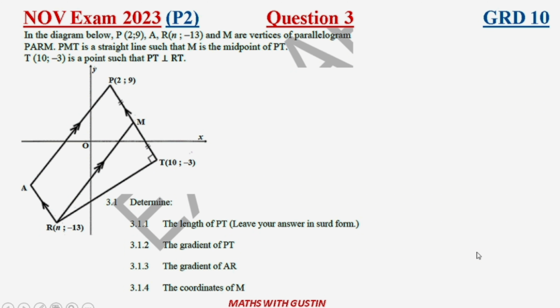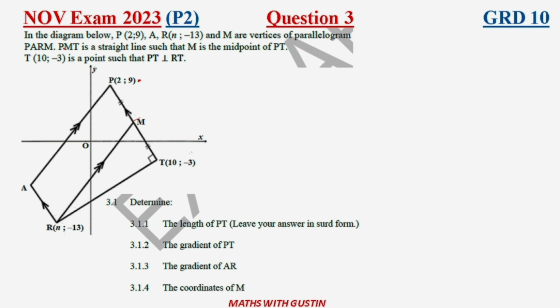Okay guys, welcome back to question 3. Let's go through the question and see what they are saying here. In the diagram below, P is (2, 9), so they're giving us point P sitting there. R is (-1, -13), which is sitting there, and P, A, R, M are vertices of the parallelogram PARM. We can see that there's a parallelogram there.